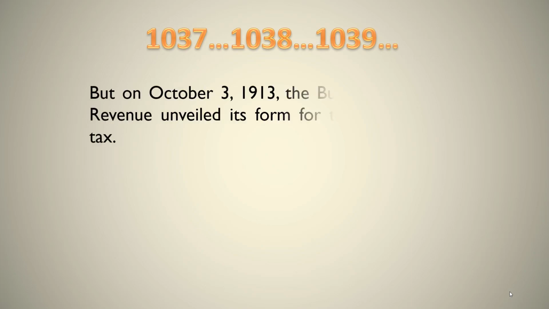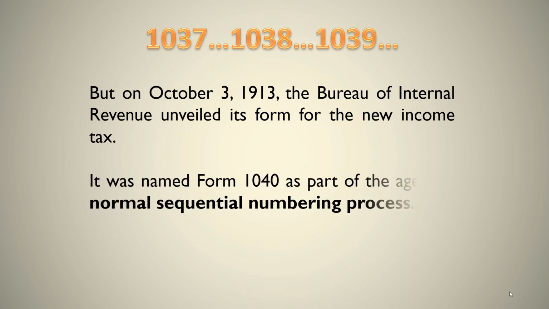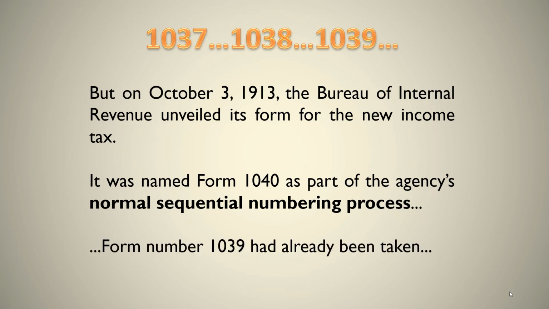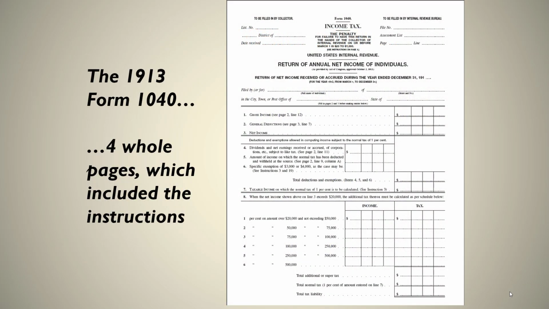But there's no magic. On October 3, 1913, the Bureau of Internal Revenue unveiled its form for the new income tax. It was named Form 1040, simply as part of the agency's normal sequential numbering process. Form 1039 had already been taken. The 1913 Form 1040, as you see here, was 4 whole pages, which included the instructions.